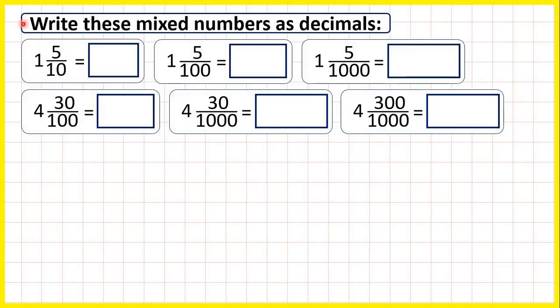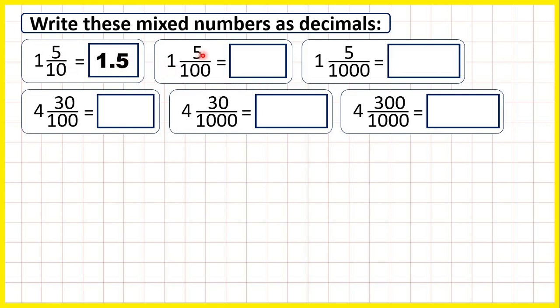We need to write these mixed numbers as decimals. So first we have 1 and 5/10. That's 1.5 because the digit before the decimal point is the ones digit and we have 1 whole in our mixed number, and the digit after the decimal point is the tenths digit and we have 5/10.